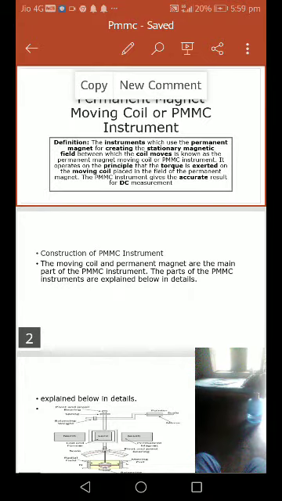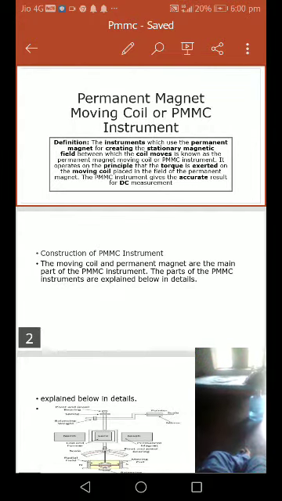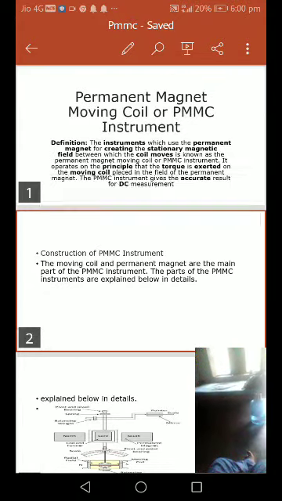The PMMC instrument gives accurate results for DC measurements. It is accurate for DC measurements. And next, the construction of PMMC.